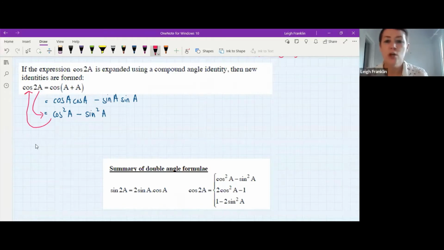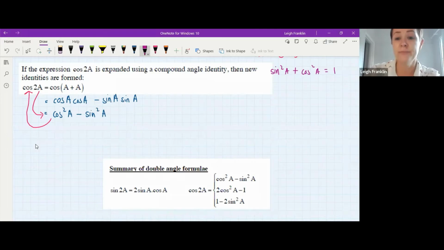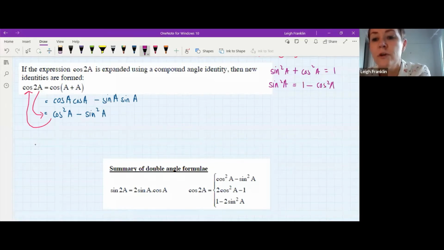All right, now, do you remember the square identity from grade 11? When I talk about the square identity, I mean this one: sine squared A plus cos squared A is equal to 1. Do you remember that? Okay, and then remember last year in grade 11, we were able to make either sine squared A or cos squared A the subject of the formula. So what I could do is leave sine squared A on the right-hand side, and take the cos squared A over to the other side, and that gives me 1 minus cos squared A on the right-hand side.